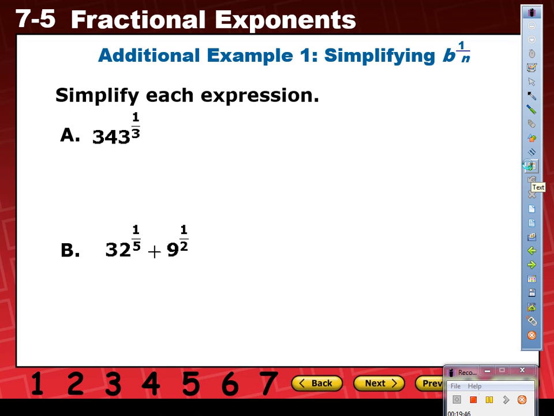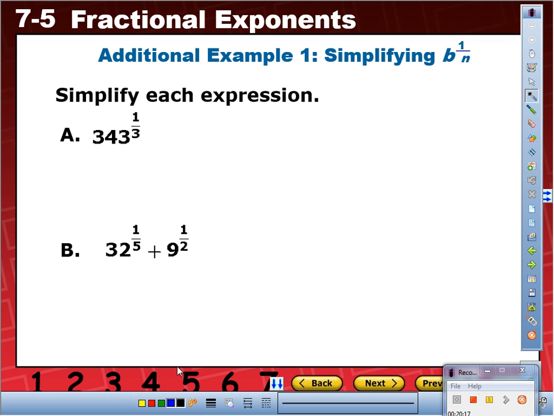Copy those, please. Example number 1. Simplify each expression. A, 343 to the 1/3 power. B, 32 to the 1/5 plus 9 to the 1/2. Okay, let's do A together. Okay? All right, here we go.